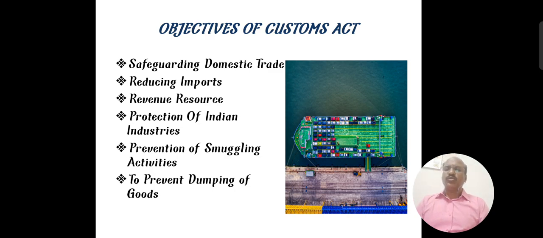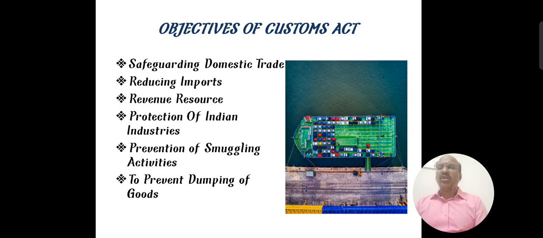Next, we shall move to the objectives of the Customs Act. What is the basic aim for which the government of India has imposed a tax on customs? The following are the aspects. The first one is what? Safeguarding domestic trade, reducing import, revenue resources, protection of Indian industries, prevention of smuggling activities, and preventing dumping of goods. Let me explain one by one.